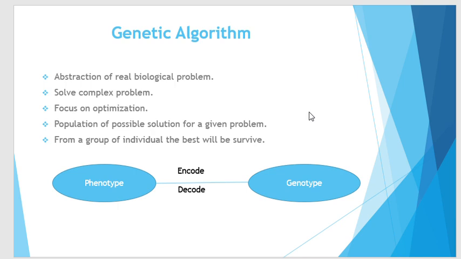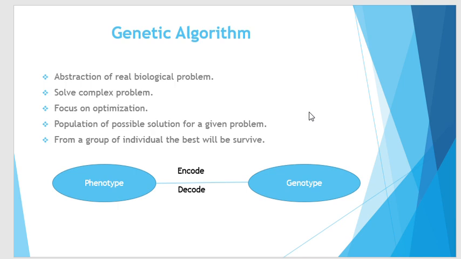So John Holland, his idea is an abstraction of real biological evolution. What we study in biology, the study of genes, the study of chromosomes, how two parents give birth to a new child and pass their best traits to the next generation. Now the next generation will mate and give birth to another best solution. What's happening? The best genes are traveling to the next generation. The genetic algorithm is based on the same idea.